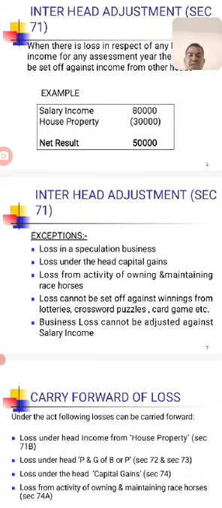Next, the loss from the activity of owning and maintaining race horses. This loss can be set off against the same income only, and cannot be adjusted against any other income. And next, the loss cannot be set off against winnings from lotteries, crossword puzzles, card games, etc. One more exception here is the business loss. The business loss cannot be adjusted against salary income. This is very important. The business loss cannot be adjusted against salary income.